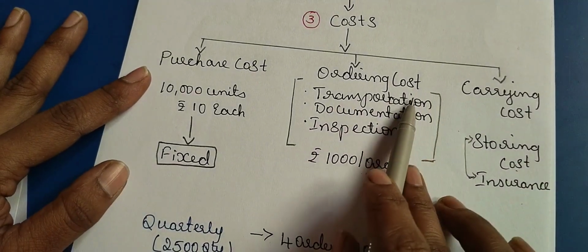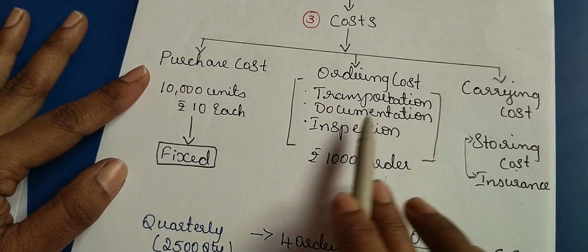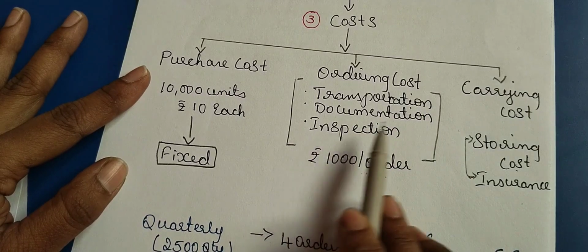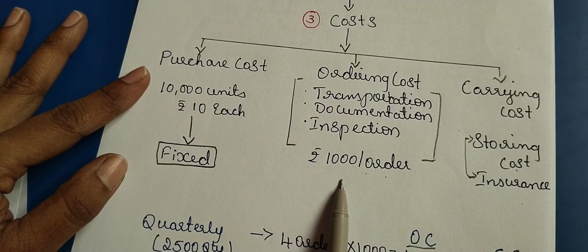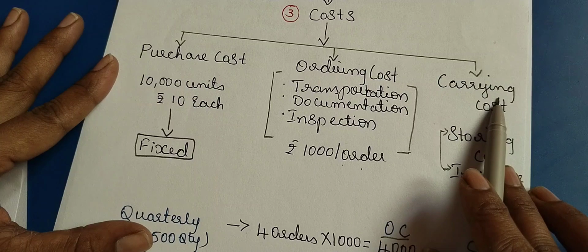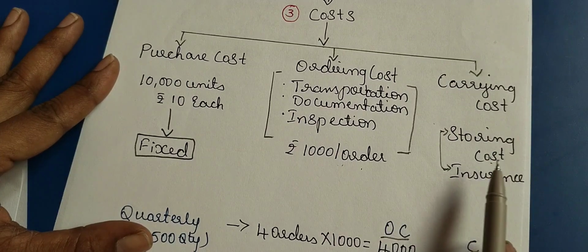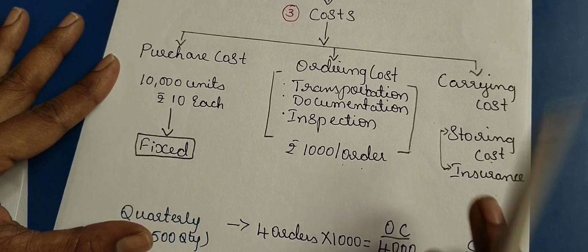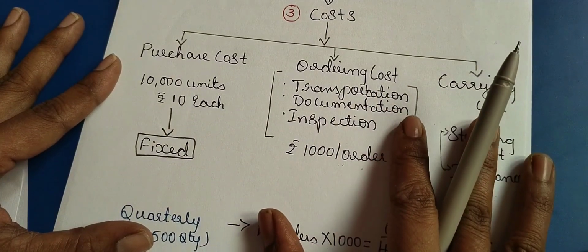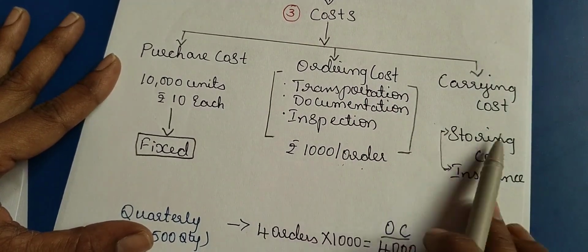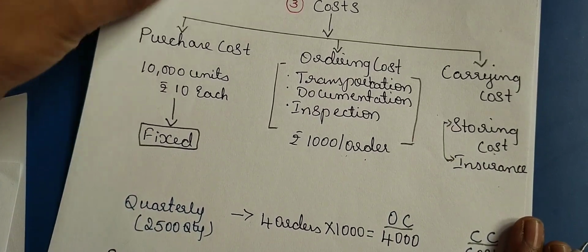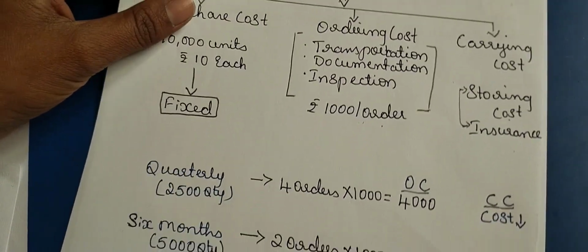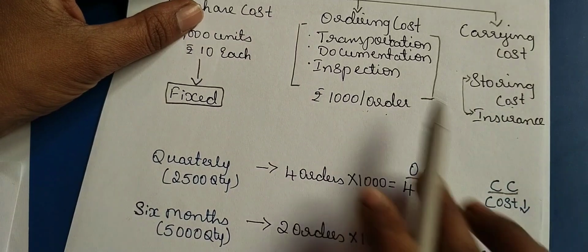Ordering cost includes transportation cost, documentation cost, inspection cost. They won't take it per unit; they will take it per order. And carrying cost includes your storage cost and insurance cost. And always remember, these two are contradictory. Always they are vice versa. They are not the same. They will never become equal. But the point where they will be equal, that is called our EOQ. Okay, so always this is opposite.